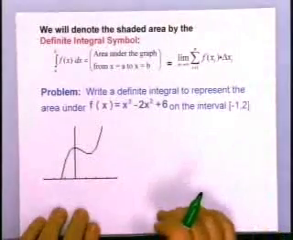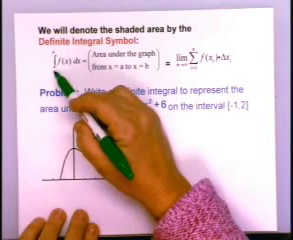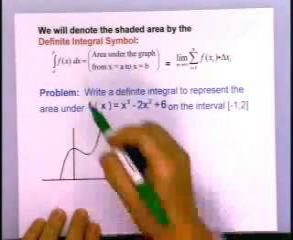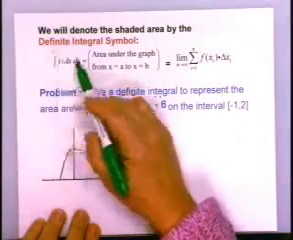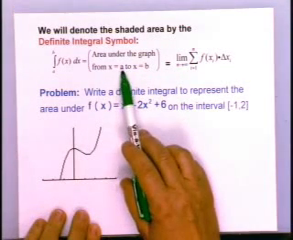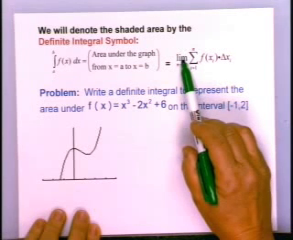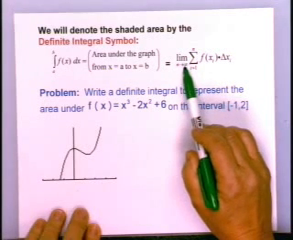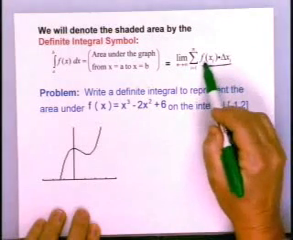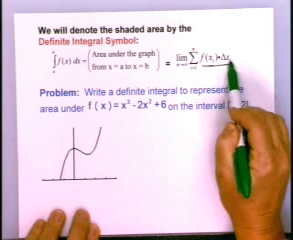We denote this shaded area by this symbol, the integration sign with an a at the bottom, which is called the lower limit, and a b at the top, which is called the upper limit. The integral from a to b of f of x dx. And this represents the area under this graph from a to b. And again, this can be written as the limit as the number of rectangles approaches infinity of the sum of the areas of each of the rectangles, f of x sub i and delta x sub i.